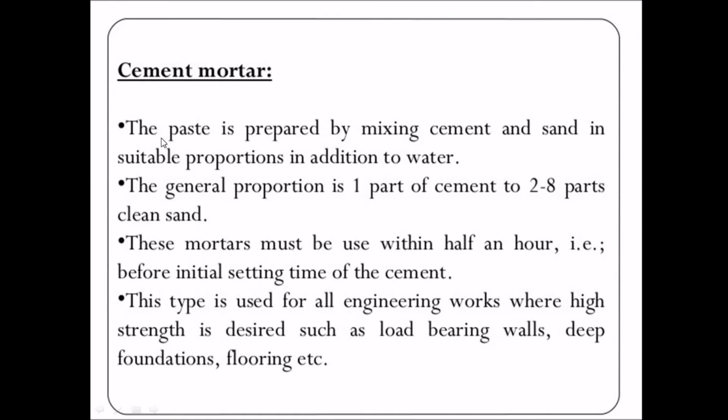Next one is cement mortar. The paste is prepared by mixing cement and sand in suitable proportion in addition to water. The general proportion is 1 part of cement to 2 to 8 parts of clean sand. These mortars must be used within half an hour, that is before initial setting time of the cement. This type is used for all engineering works where high strength is desired, such as load-bearing walls, deep foundation and flooring.